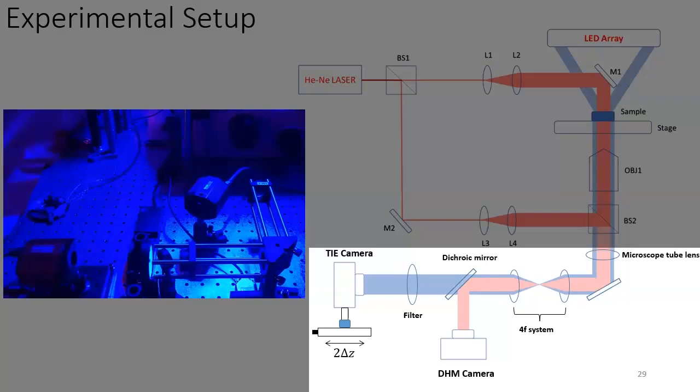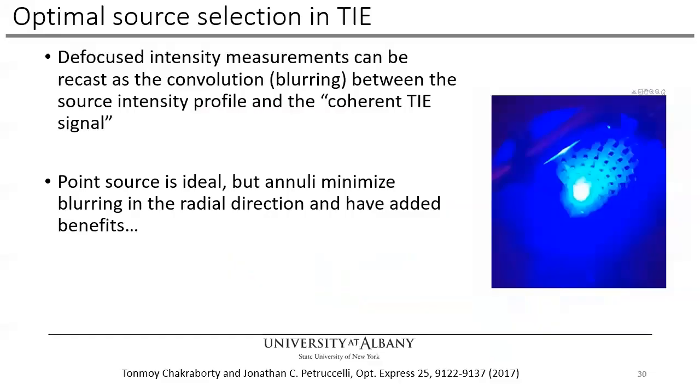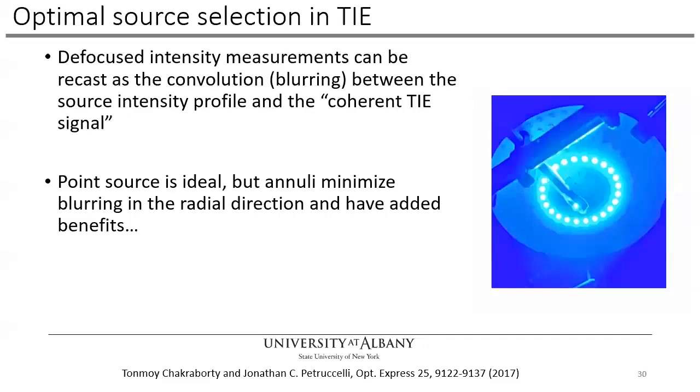The DHM camera just captures the interference pattern, which we process and get phase from. The TIE camera, we can move down the axis on a motion stage to capture our multiple intensity measurements, three intensity measurements in our case.